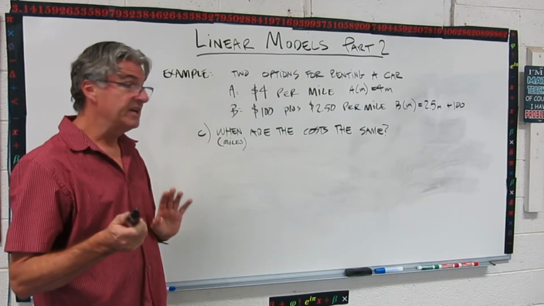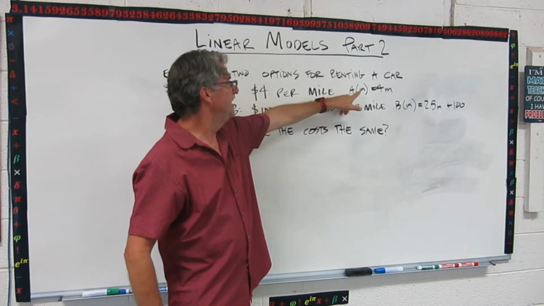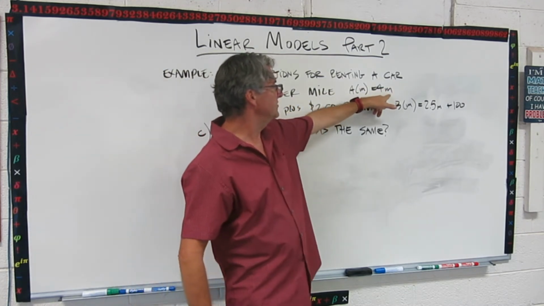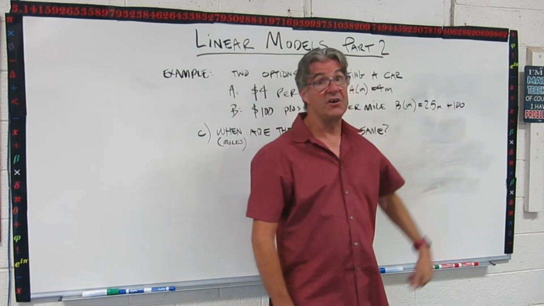Now before I turn you loose to give this a shot, I wanted to let you know I put our formulas here for our functions. A of m is just 4m, that's $4 per mile. B of m is 2.5 per mile plus $100.